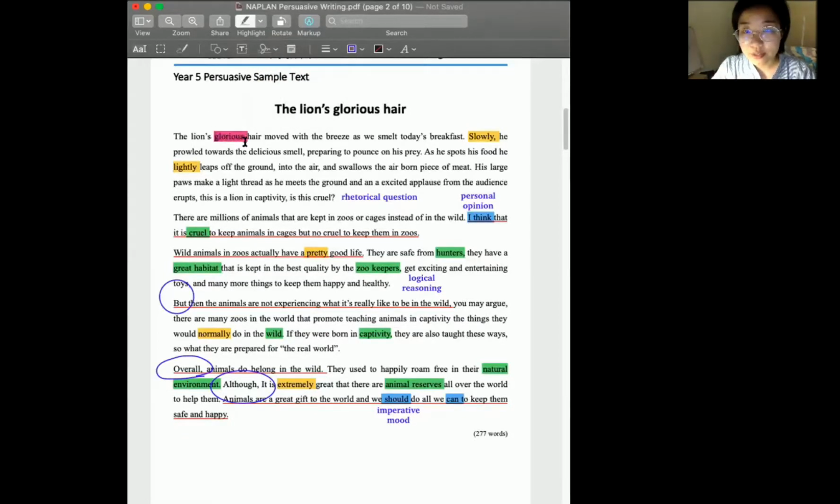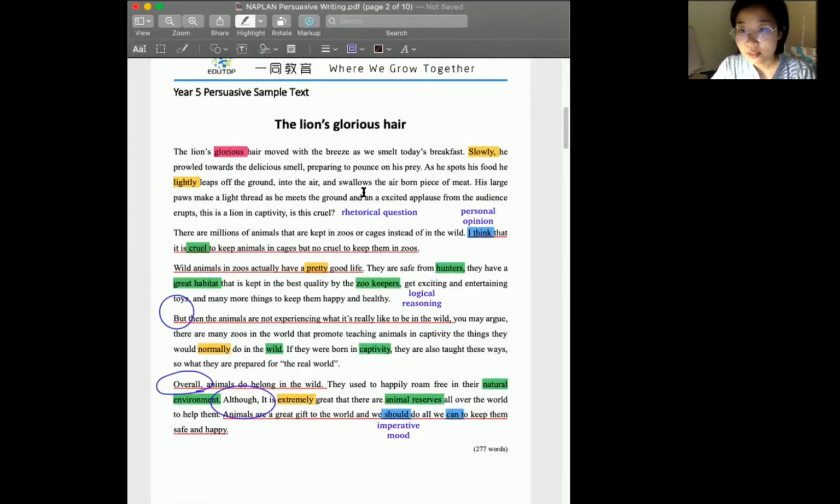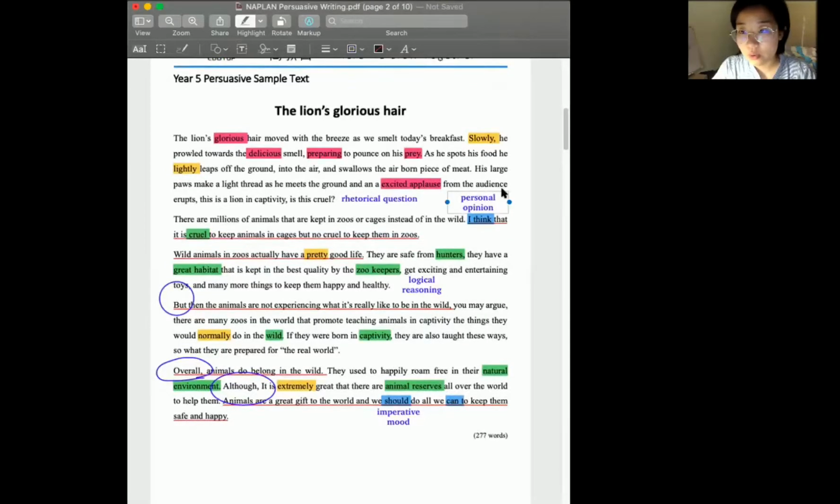So glorious, definitely one. Delicious, 3-syllable words. Preparing is also one. Pray. I wonder, can you spell pray correctly? Excited. Can you see the word excited? Excited, I remember it's here. Yes, and applause. And a double P, isn't it? It's sometimes very confusing.